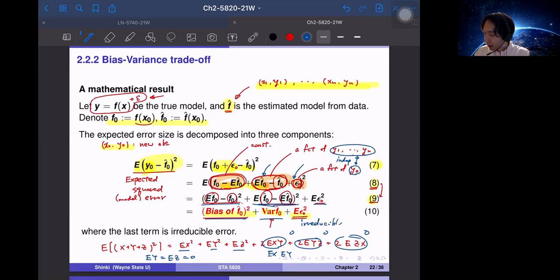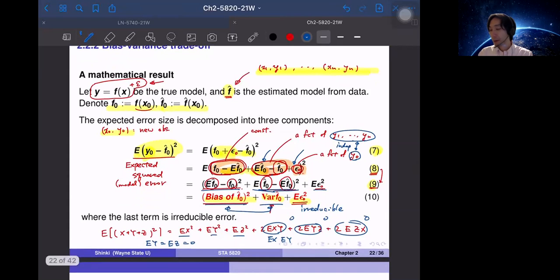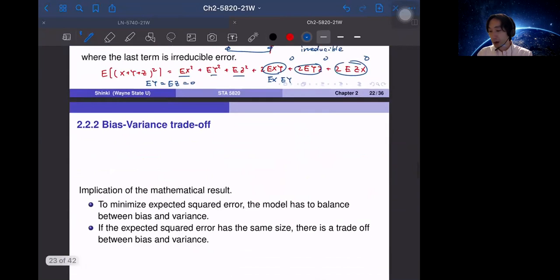So that means that if we have a given expected square error, except for the irreducible term, that is the square of bias plus variance. So if some model has smaller bias, then that means we have larger variance, and the other way around is true. So if variance is small, then bias is large in absolute value. So if two models have the same expected square error, then we have the trade-off between bias and variance.